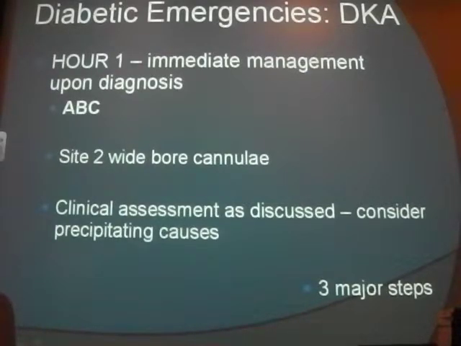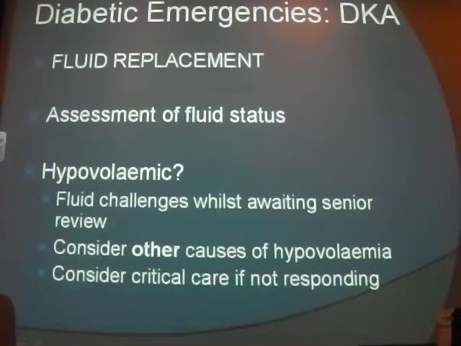Then we've said the three major steps immediately are fluid replacement. So you want to assess this guy's fluid status. If they're hypovolemic, what are we going to do? Yeah, so some boluses, and you're going to need a senior review if you've got a hypovolemic patient with DKA. You're not going to be able to manage this on your own. So start your fluid boluses. Consider other causes of hypovolemia as well. And if this patient isn't responding to the fluid boluses, so this is something like 2 500 ml bags of normal saline or colloid, consider contacting critical care at this stage.